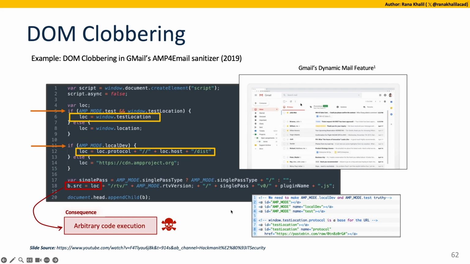Gmail has a dynamic mail feature that allows you to include dynamic content such as HTML into your email. Now, the way it worked is Gmail dynamically created the script that is responsible for this functionality, and the SRC attribute value came from window.test location, which can be clobbered with codeless markup by an attacker, just like we saw in the previous example. Now, they did have a sanitizer. However, the sanitizer did not block this markup because it didn't contain any JavaScript. It was simply HTML, and so the sanitizer failed.